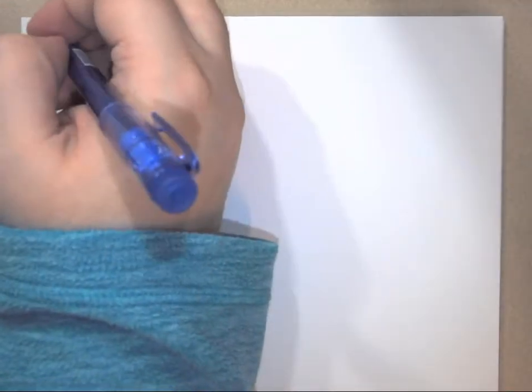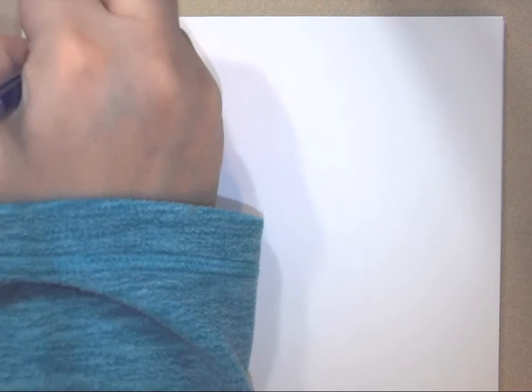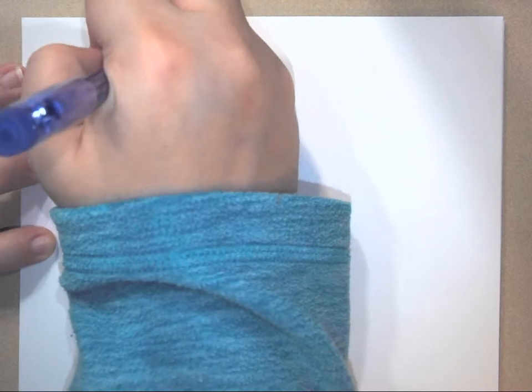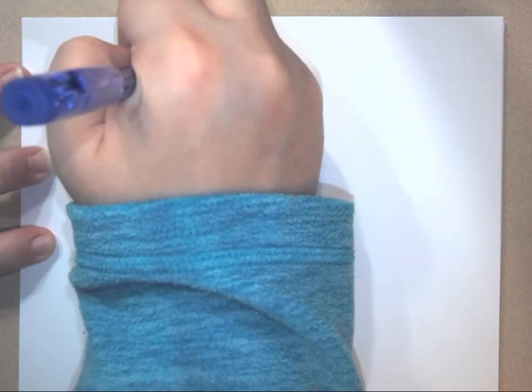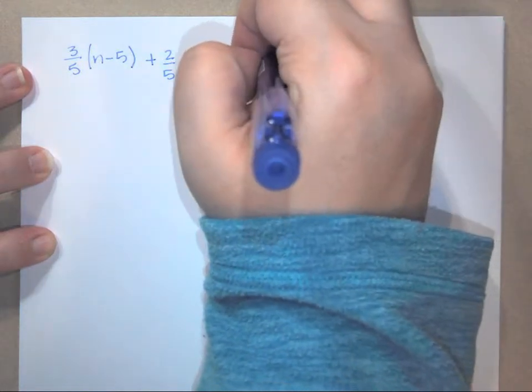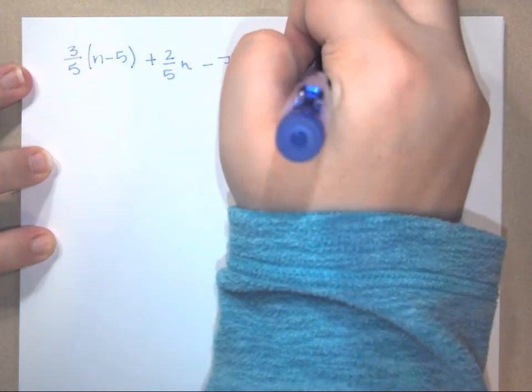Let's look at one that's, again, a little bit more in depth here. So what happens if we had 3/5 of n minus 5 plus 2/5 n minus 7 is equal to 5 over 8 plus 3 over 4.